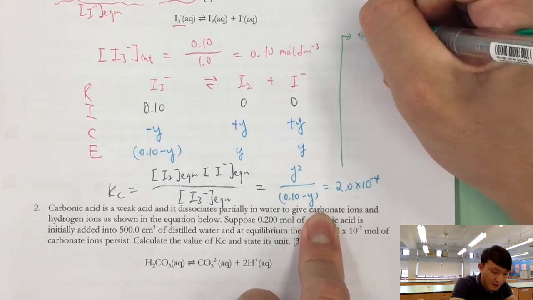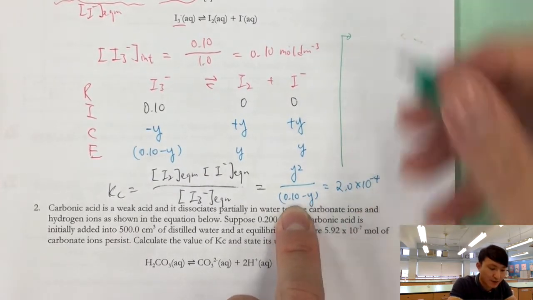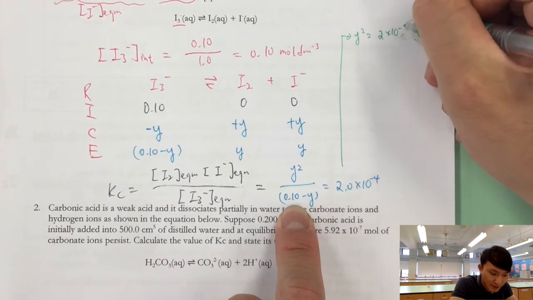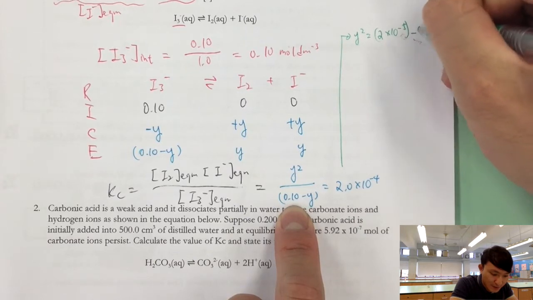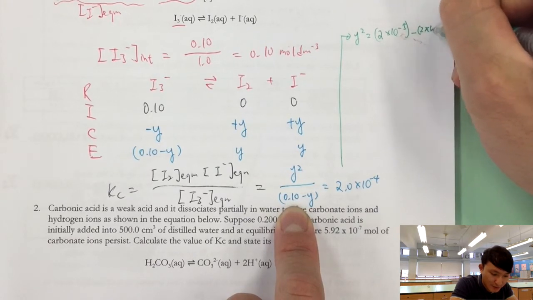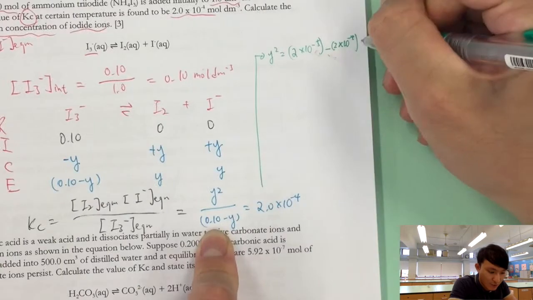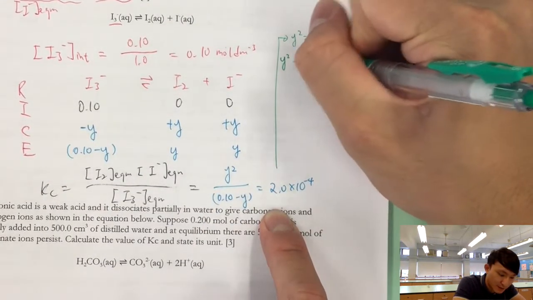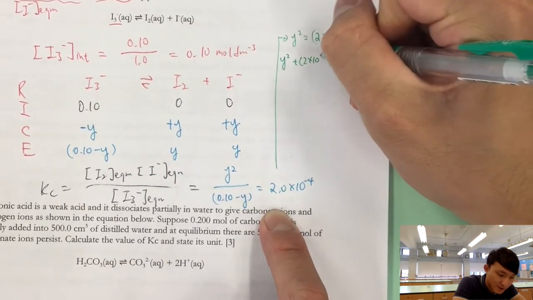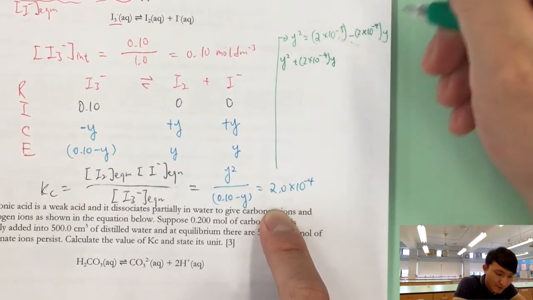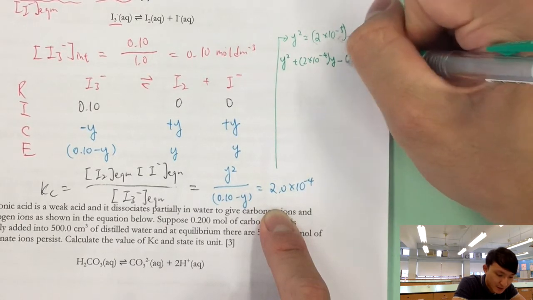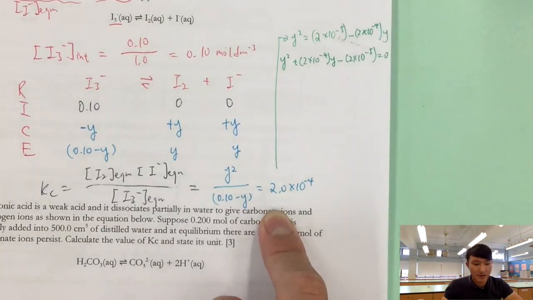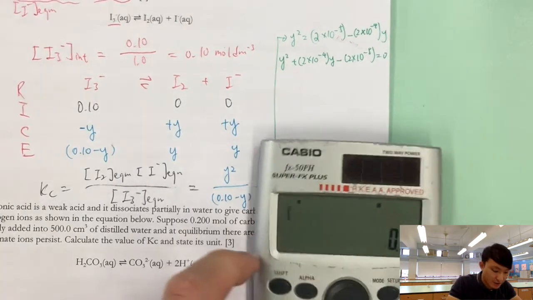So you multiply both sides by the denominator. You get y squared equals 2 times 10 to the power negative 5 minus 2 times 10 to the power negative 4 y, isn't it? Rearranging the terms, you get y squared plus 2 times 10 to the power negative 4 y minus 2 times 10 to the power negative 5 equals 0. Then you can solve this quadratic equation.